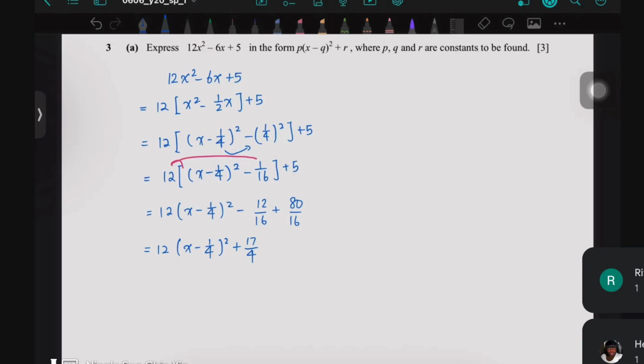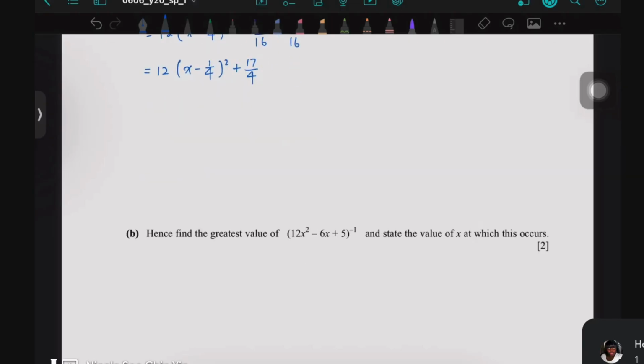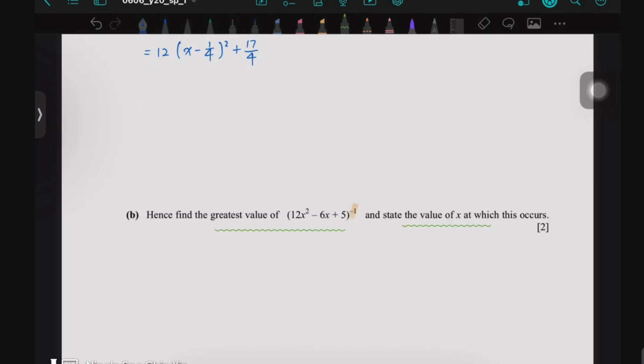Okay, we continue. I'm going to bring this answer to the next part. They say greatest value of that to the power of negative 1. State the value of x when this occurs. What does it mean? To the power of negative 1, this is about the reciprocal. So basically you use your part 1 answer. That will be 1 over 12 bracket x minus 1 over 4 square plus 17 over 4.